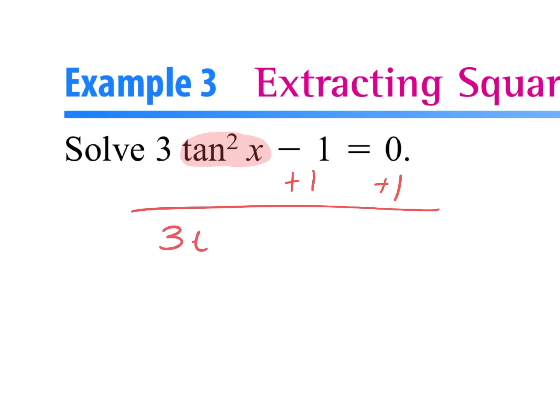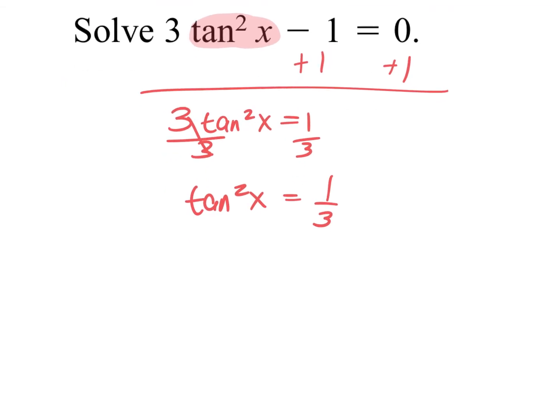So 3 tangent squared x equals 1. Now what? Divide by 3. Divide by 3. You guys are awesome. So tan squared x equals 1/3. I don't want tangent squared. I want just plain old tangent. So how do I get rid of a squared? You take the square root.